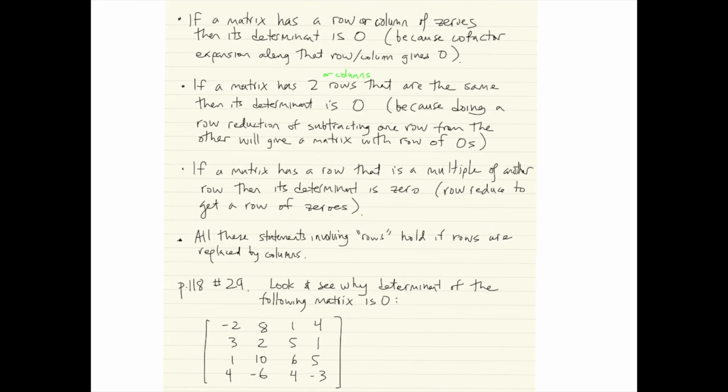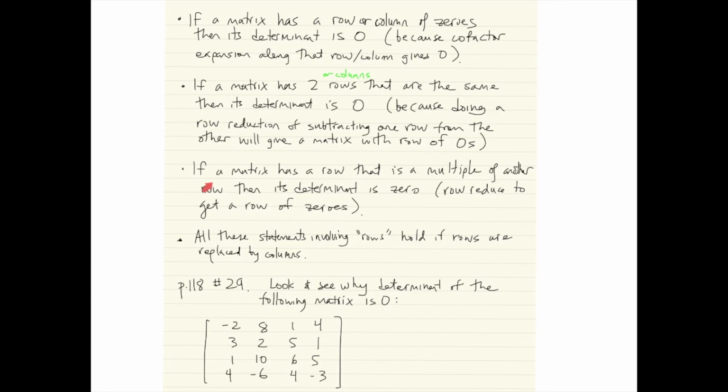Okay, another fairly simple fact is that if a matrix has a row or column of zeros, then its determinant is 0. And the reason is, you just expand along cofactors along that row and you get 0. Secondly, if a matrix has 2 rows or 2 columns that are the same, then its determinant is 0. That's because when doing the row reduction, you'll subtract one row from the other, and that will give you a matrix with a row of zeros.